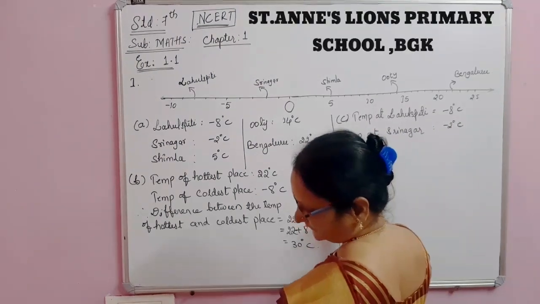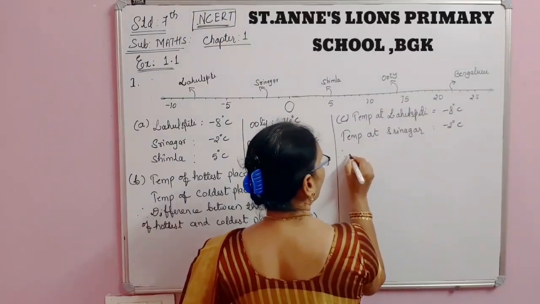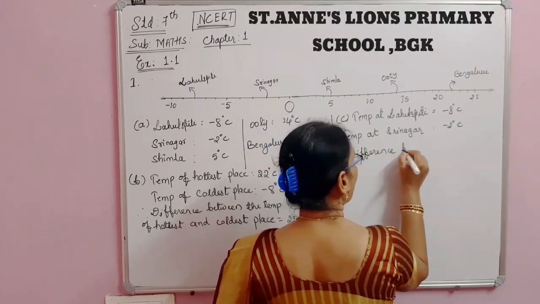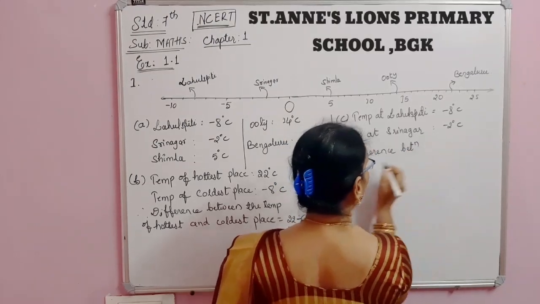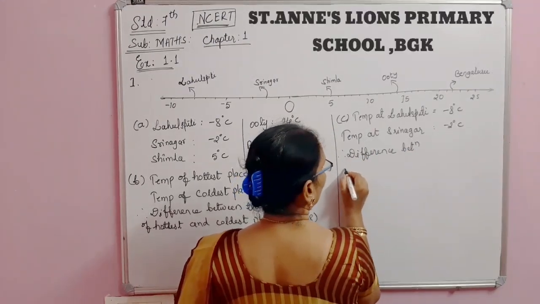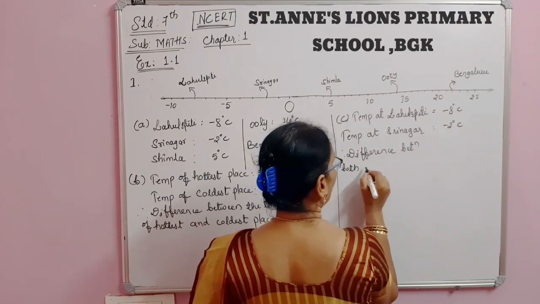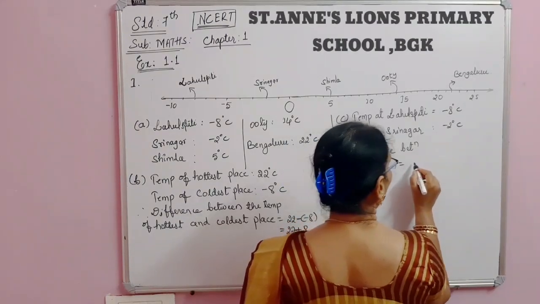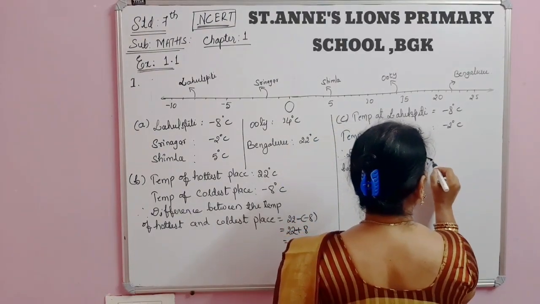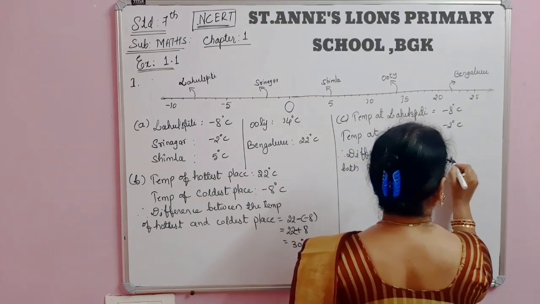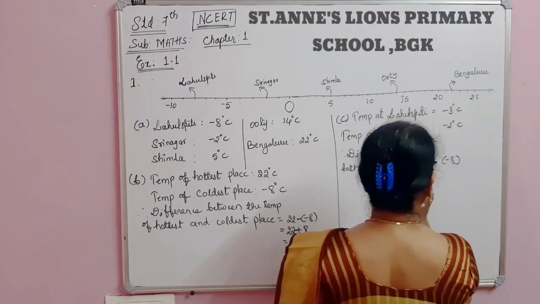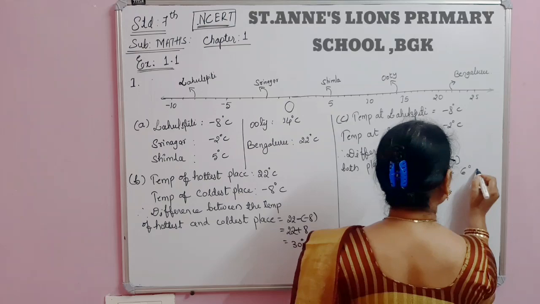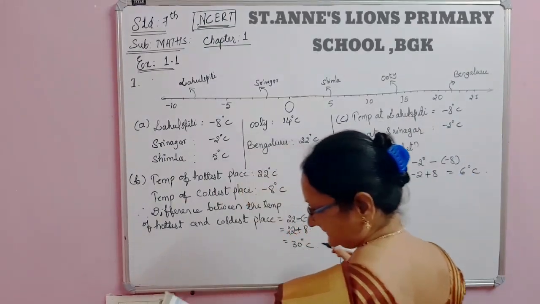Now, what is the difference therefore? Difference between both places is equal to minus 2, minus of minus 8, is equal to minus 2 plus 8, minus into minus is plus, is equal to 6 degree Celsius. This is C.